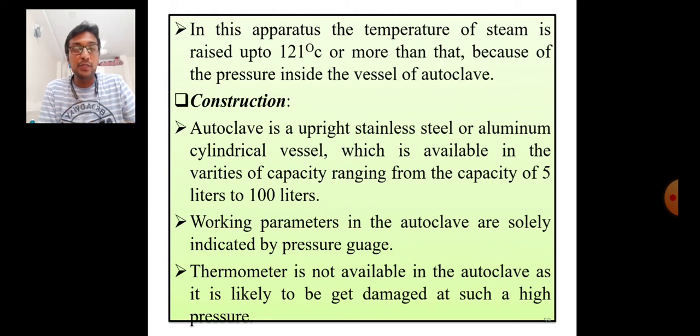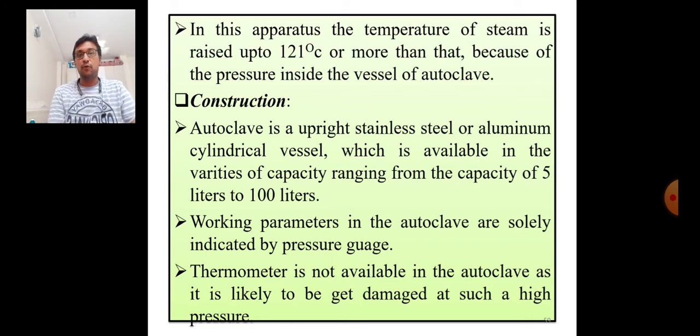So this was the point which I am explaining once again. In this apparatus, the temperature of the steam is rising up to 121 degrees Celsius or more than that because of the pressure which is present inside the vessel of autoclave. Okay. Now student, try to understand the construction of autoclave.